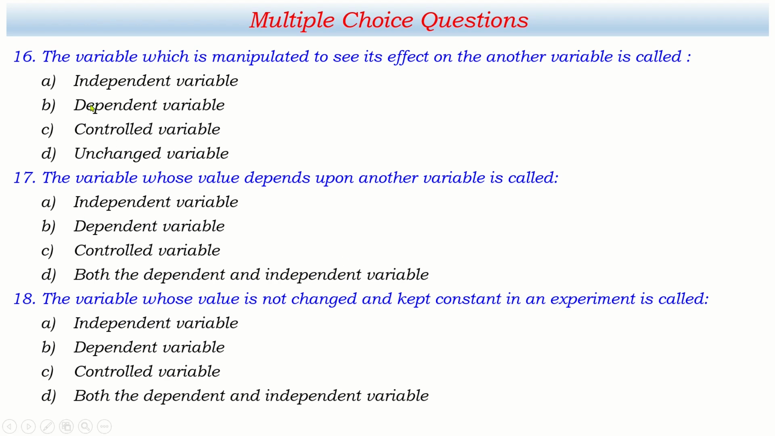Now let's have the answers. Question number 16. The variable which is manipulated, whose value is changed, is the independent variable. That's why A is correct. And 17. The variable whose value depends upon another variable is called what? Dependent variable. That's why B is correct. And for the last one, the variable whose value is not changed and kept constant, this is the controlled variable. Okay, these are the multiple choice questions related to variables.